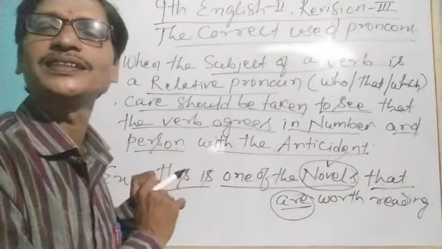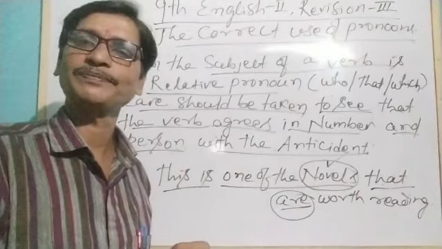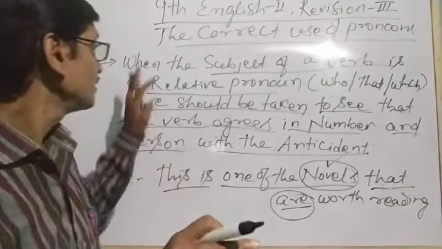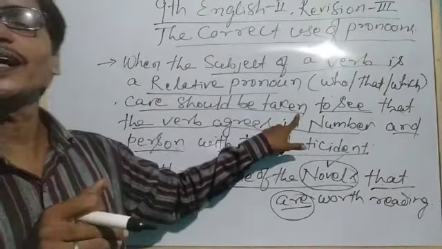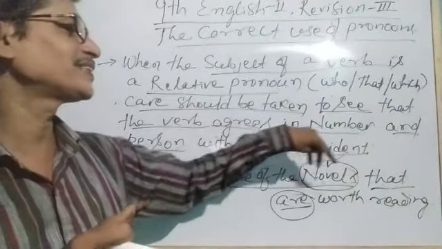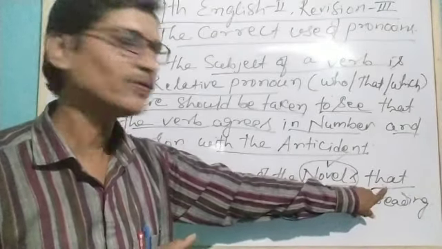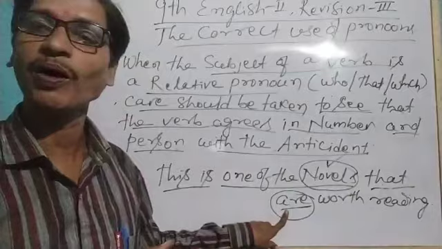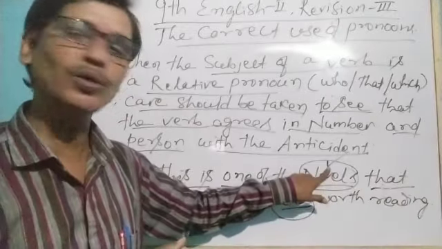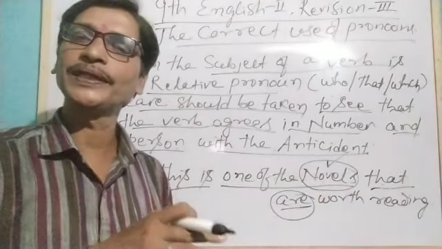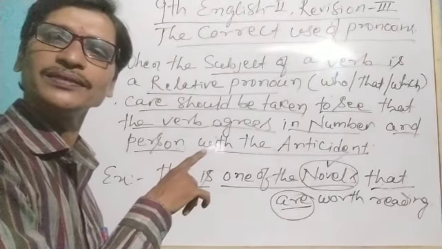We should carefully understand and use it in speaking and writing. Okay? Any doubt you have? When the subject of a verb is a relative pronoun, care should be taken to see that the verb agrees in number and in person with the antecedent. Okay? So this is a relative pronoun. This is functioning as the subject of this verb, so this verb must agree with this antecedent. If this is plural, then it should be a plural verb to have the agreement. Let's understand some of the such instructions. You are clear about this? Okay.